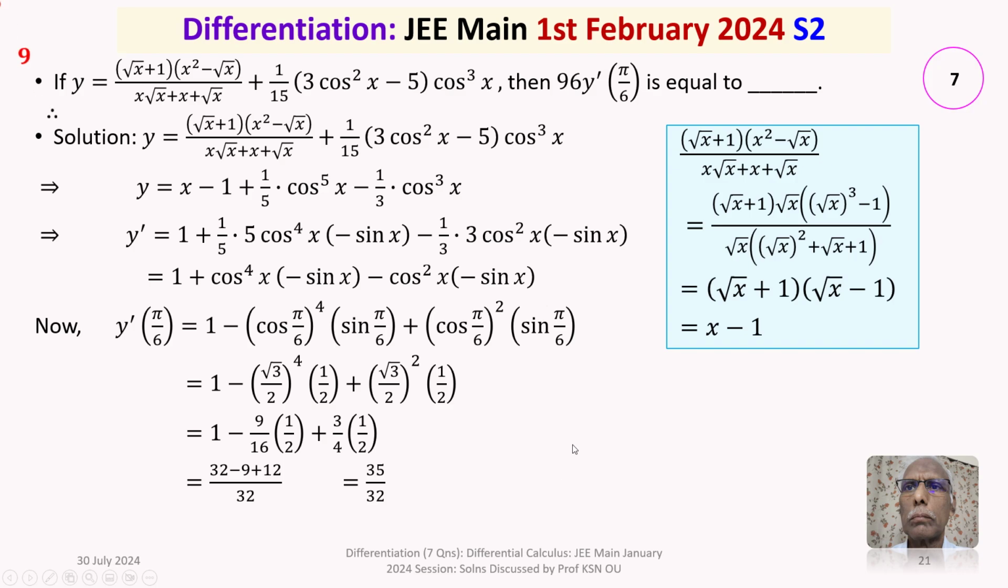So what is it that we want? We want 96 y prime when x is equal to pi by 6. That is 96 into 35 by 32. 32 3s are 96. 3 35s are 105. Therefore, the answer to this question is 105. It's also a very simple and straightforward question. And that is the detailed discussion of the solution of this problem.